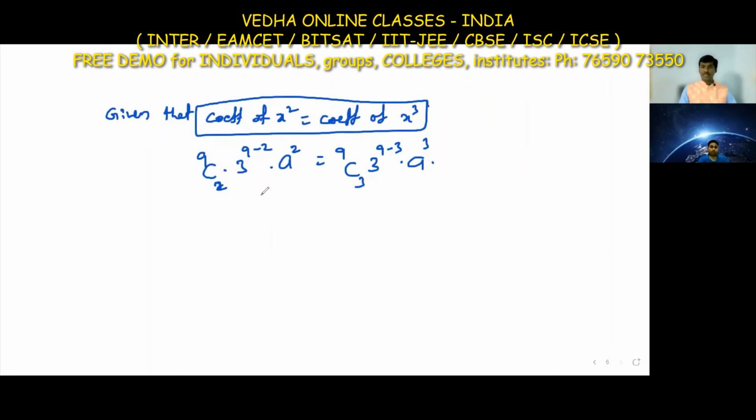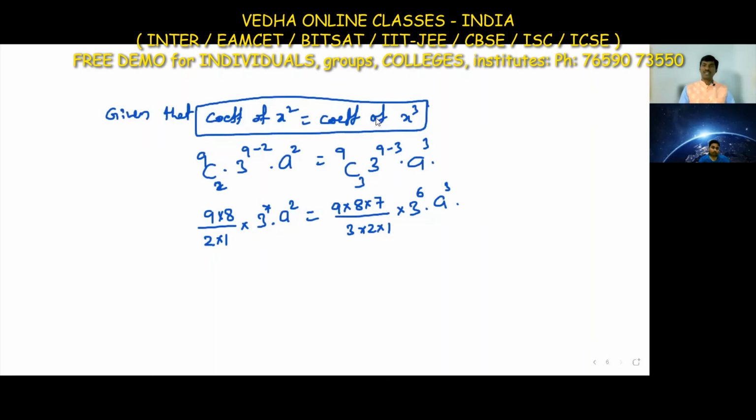Now we can write this as 9C2, 9 into 8, 2 factors divided by 2 factorial, 2 into 1, 3 power 9 minus 2, 3 power 7, into a power 2, is equal to 9C3, means 9 into 8 into 7, 3 factors divided by 3 factorial, 3 into 2 into 1, into 3 to the power 9 minus 3, that is 3 to the power 6, into a cube.